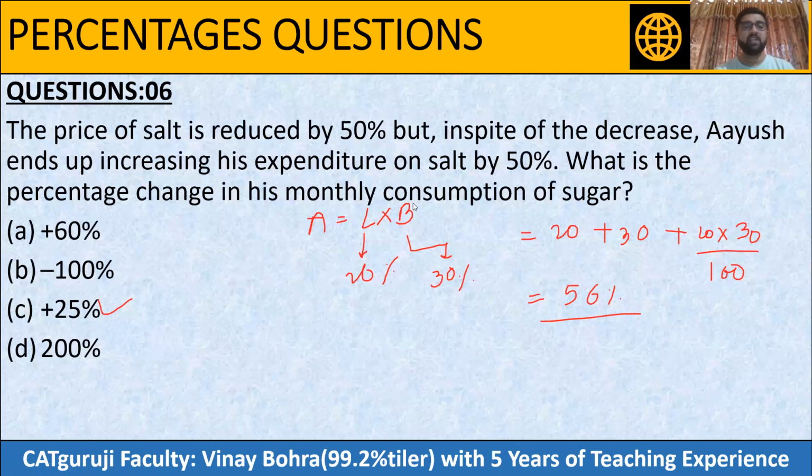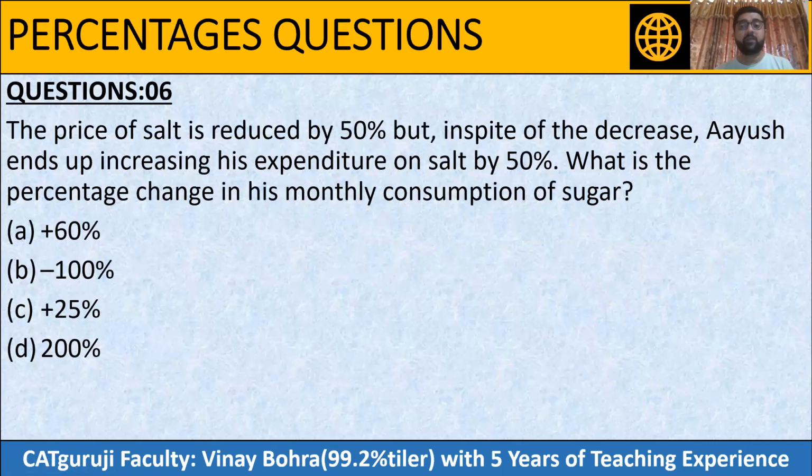Next one. The price of salt is reduced by 50%, but in spite of the decrease, Ayush ends up increasing expenditure on salt by 50%. What is the percentage change in his monthly consumption of salt? Okay, so this is salt and sugar, both are the same. Yeah, this is a printing mistake here. So the reduction in the price is 50%. So expenditure is equal to rate into consumption. Your rate is reduced by 50%. Your expenditure is increased by 50%. We need to find the change in the consumption.